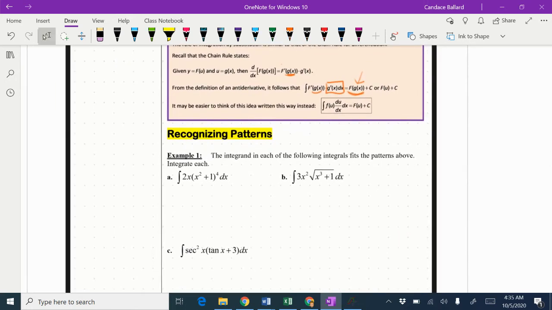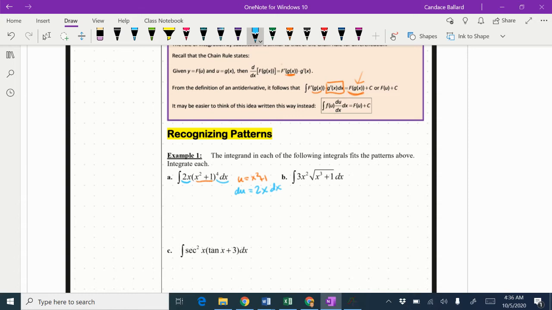All right, so let's see if we can recognize this pattern. So I'm going to start by looking for my u's, and u is typically inside the function. So I see a u right here. So I'm going to say that u equals x squared plus 1. Then I'm going to take its derivative. So du equals 2x dx, and I notice that the derivative is here.